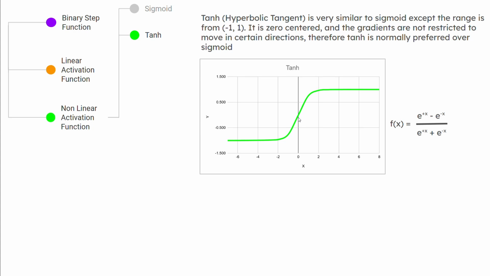So this is the function of tanh: e to the power x minus e to the power minus x, divided by e to the power x plus e to the power minus x. Does it have a limitation here? Yes, it does. It suffers from the vanishing gradient problem, similar to sigmoid. When the value becomes smaller, it is not able to train.